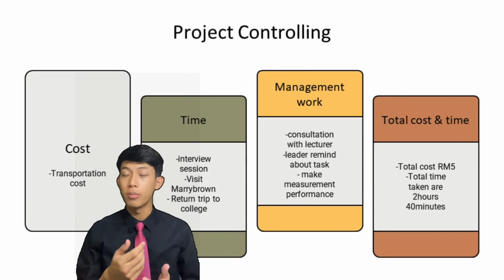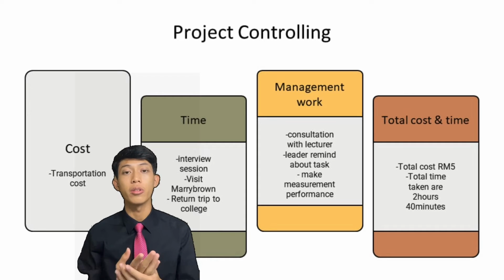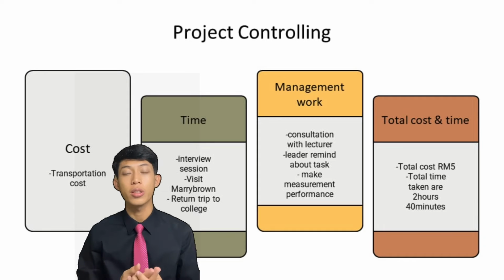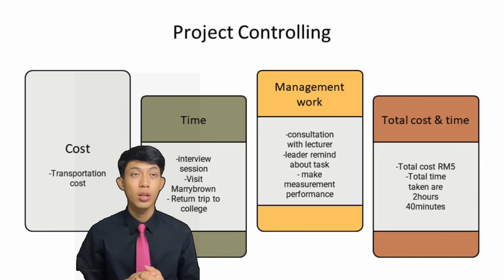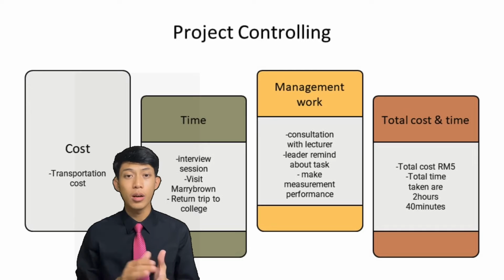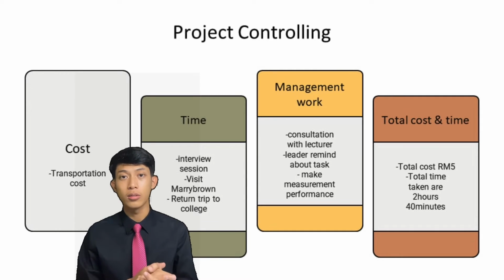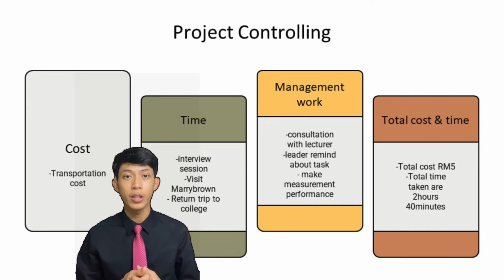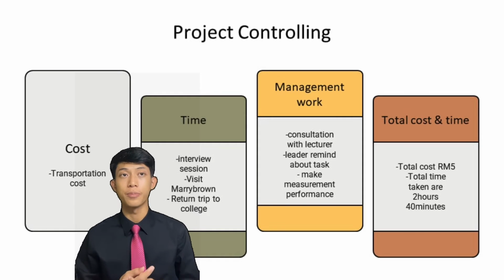Next, I will continue about project controlling. So I have included 4 main points about project controlling, which are cost, time, management work, and also overall cost and time. For the first point, which is cost, we have only the transportation cost. For the away trip, our group went to the destination by taking a Grab car to Mary Brown, and it cost us only RM5. So the 5 of us paid RM1 for each person.